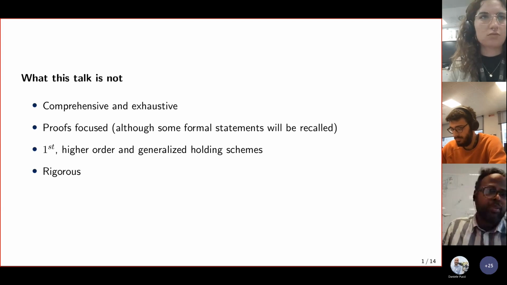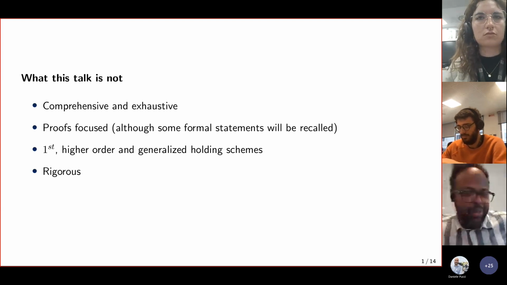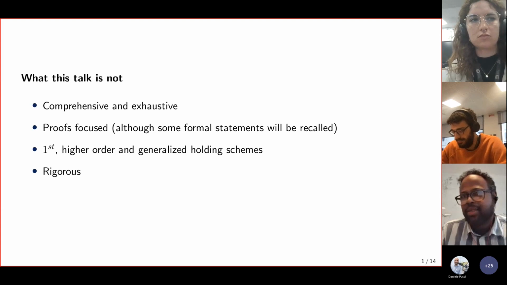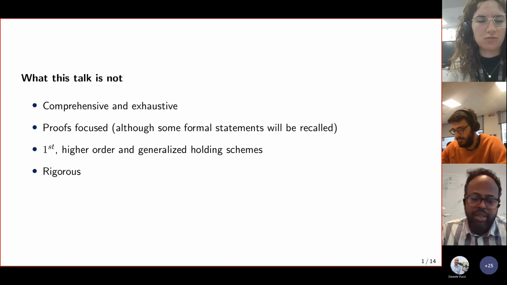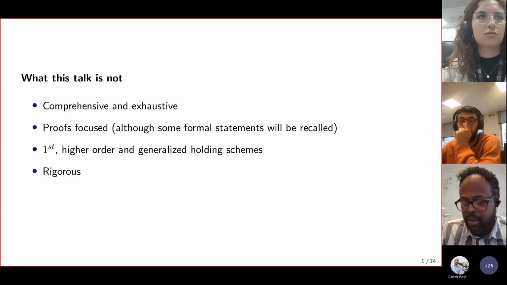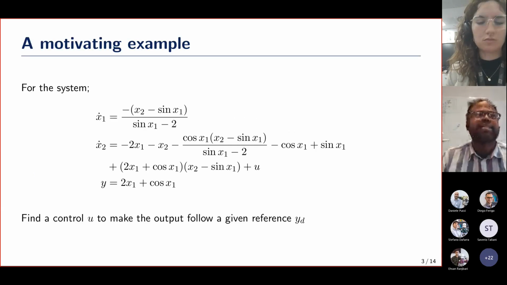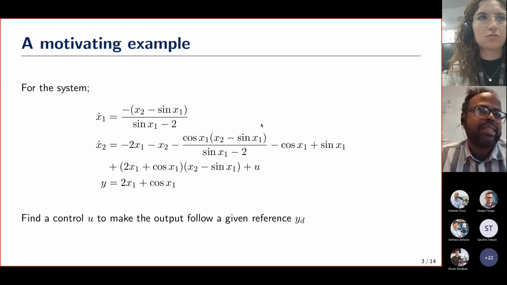This talk will not be very comprehensive, of course, so we will not talk about generalized holding schemes or sampling schemes. It will not be very rigorous, and it will not contain proofs, but we will reference the needed literature later. Okay, so let's start. We start as usual with an example.